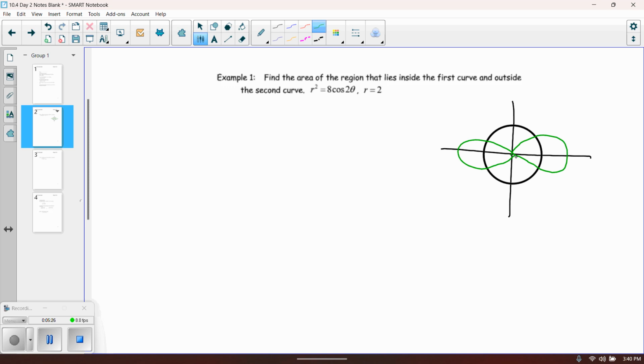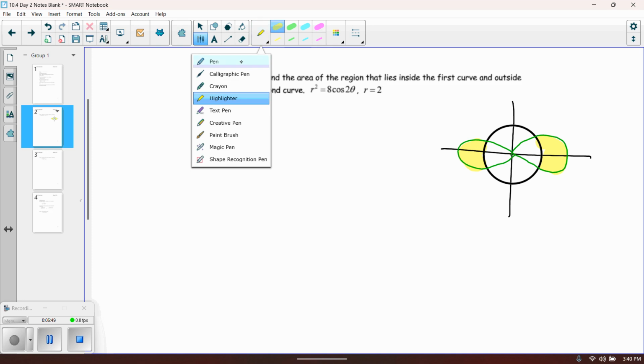So what we want to find is the area of the region that lies inside the first curve, which is that infinity symbol, but outside of the second curve. So what we're looking for is this area here and this area here. And you can see the obvious issue here is that this is definitely split. There's no continuity there. It's split into two completely separate parts.